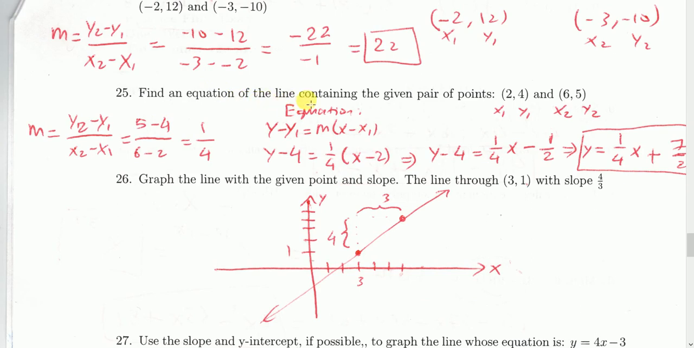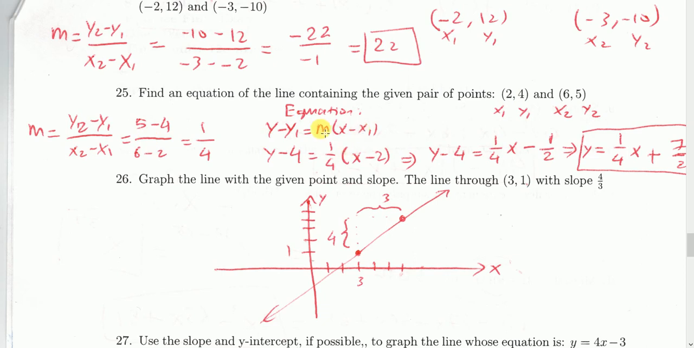Find the equation of a line containing the given ordered pairs. So we are given two ordered pairs, and we're going to find the equation. Remember, the formula for the equation is y minus y1 equals m, the slope, times x minus x1. So we name the first one x1, y1, and the second one x2, y2.